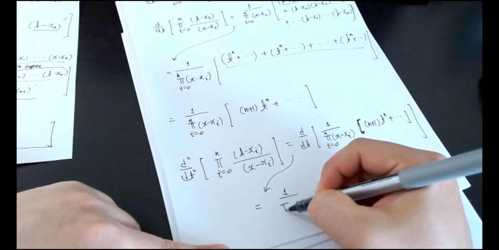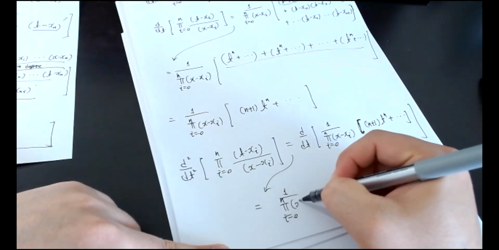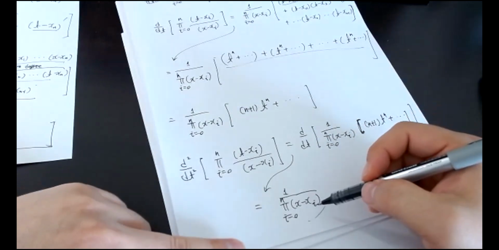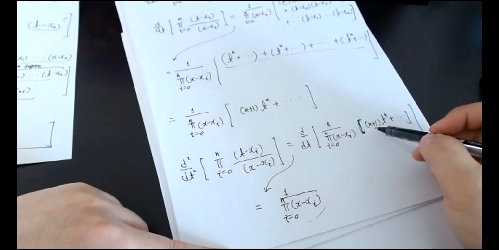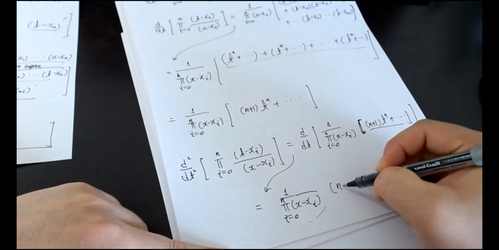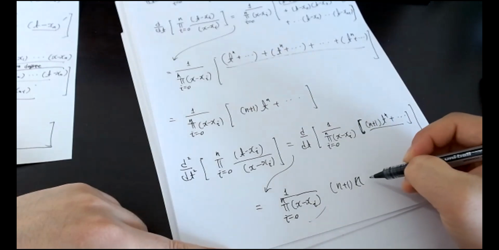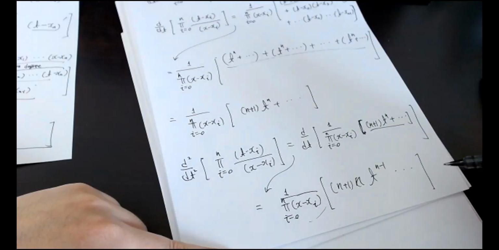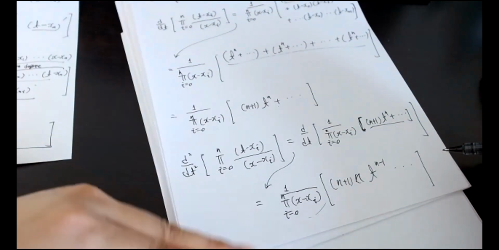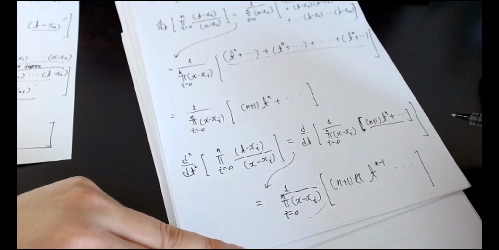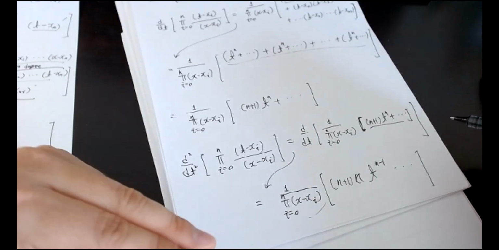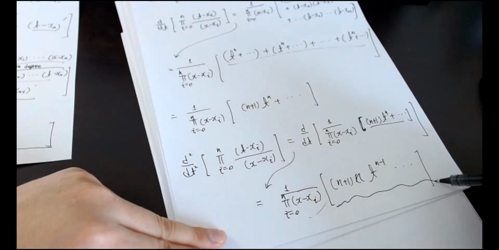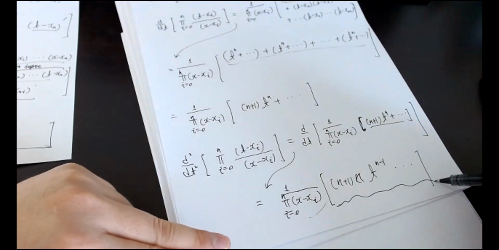Then this is equal to what? 1 over the product over i goes from 0 to n of (x minus xi), this is just a constant, right? So we just leave it, okay? Times the derivative of this guy, which is n plus 1 times n times t to the n minus 1, and so on. Okay, so keep going. Then eventually we're going to get n plus 1 factorial. When you take a derivative n plus 1 times, we get n plus 1 factorial here. That term becomes n plus 1 factorial.